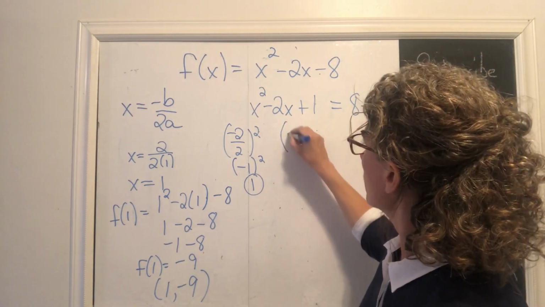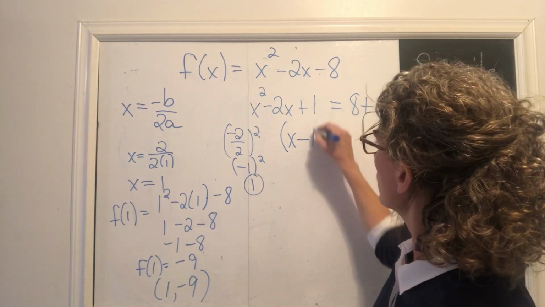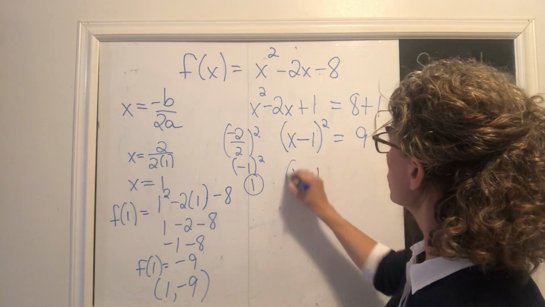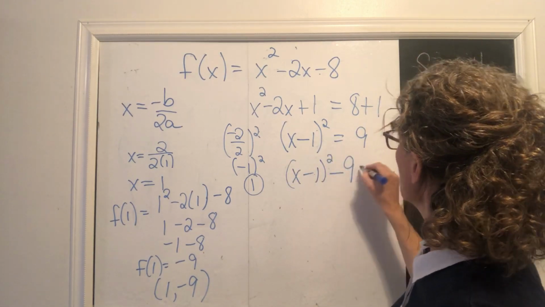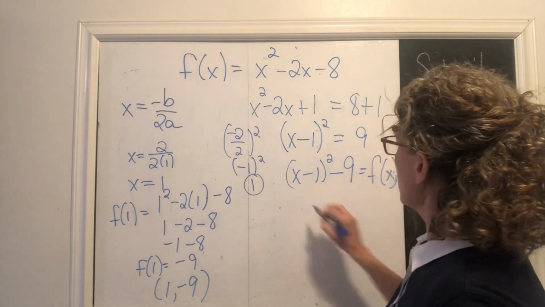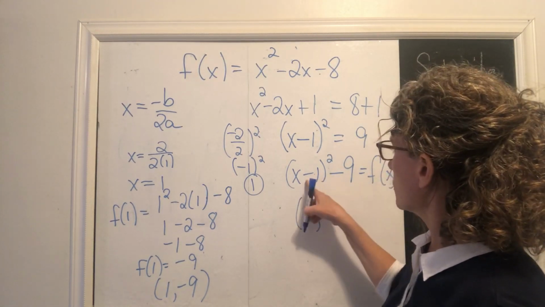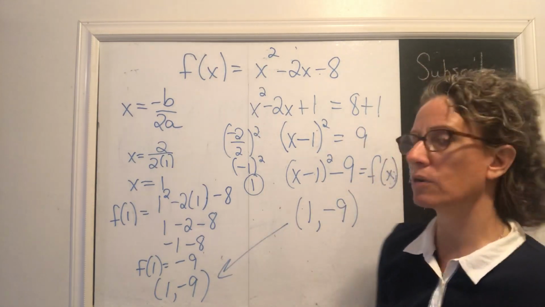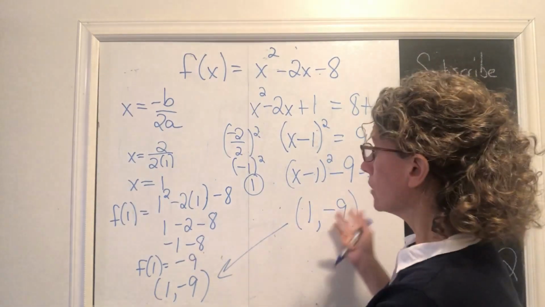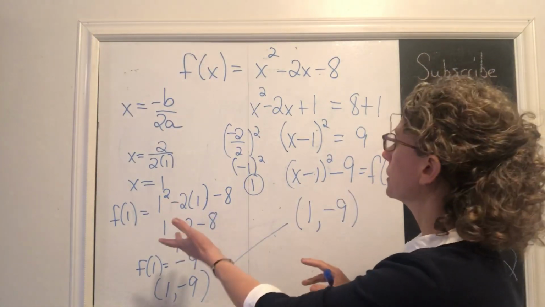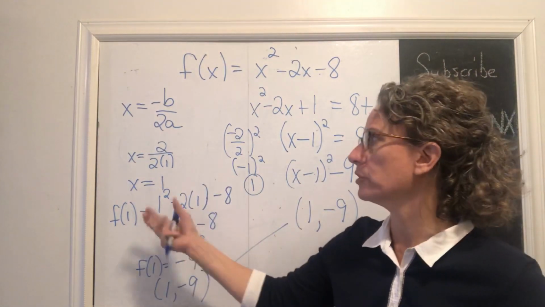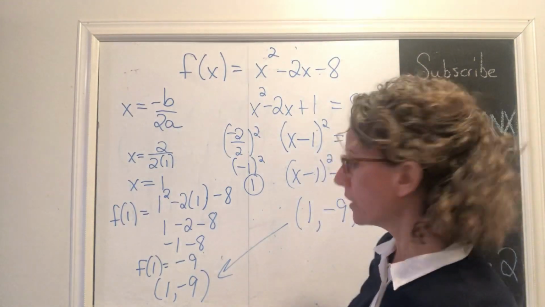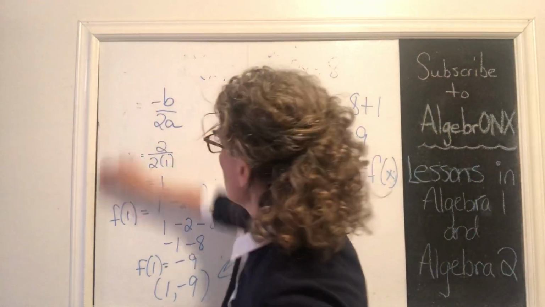And then I rewrite it, x minus my half number 1, my b over 2, quantity squared equals 9. Bring it back, x minus 1, quantity squared minus 9 equals f of x, h, k, 1, change the sign, keep the sign, negative 9. And that is exactly what I got over there. Okay, so algebraic methods, 2 different algebraic methods, one by completing the square and one using the formula for the axis of symmetry first.